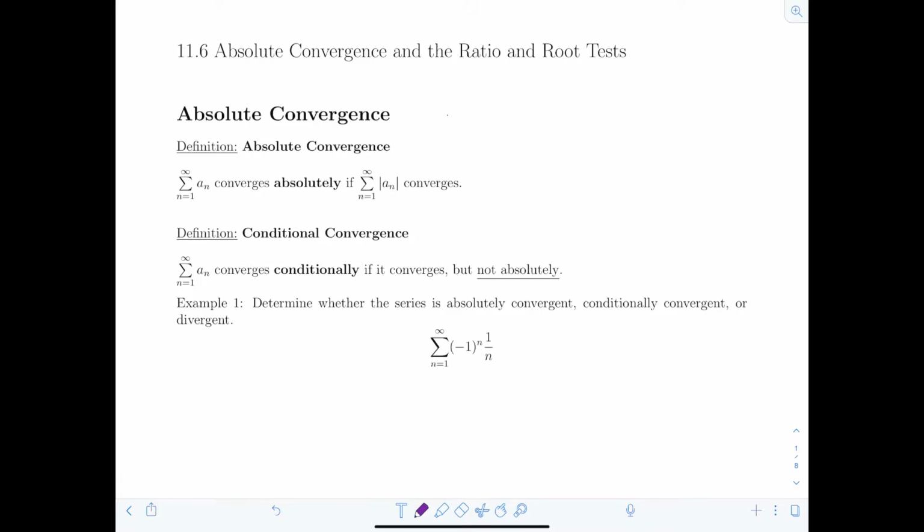We say that the sum of a_n converges absolutely if the sum of the absolute value of a_n converges. So basically, when you take the absolute value of all of the terms and you sum them up, if that infinite series converges, then we say the original series converges absolutely.